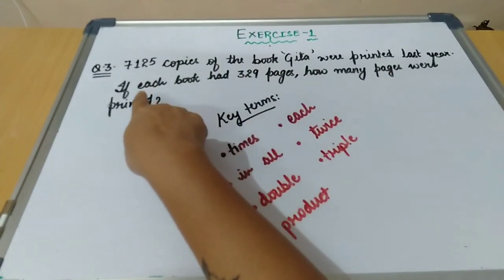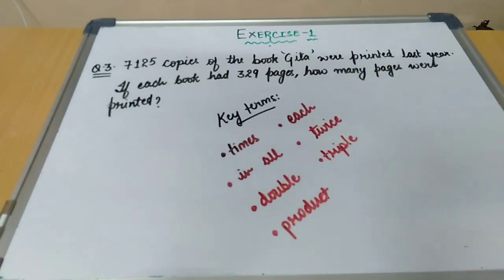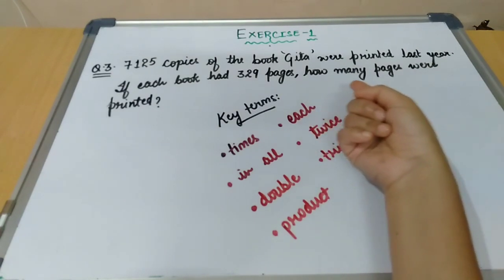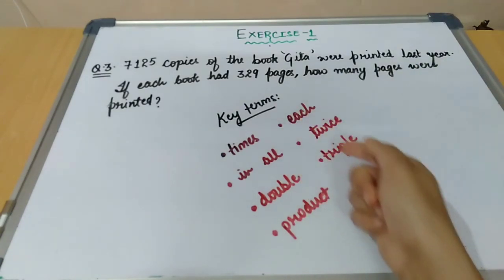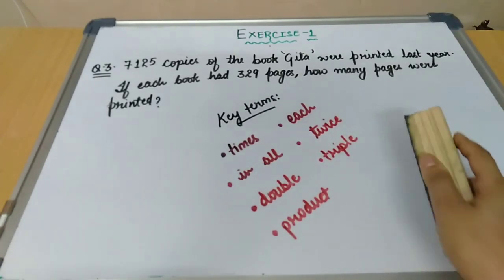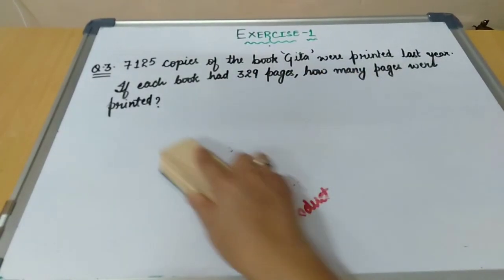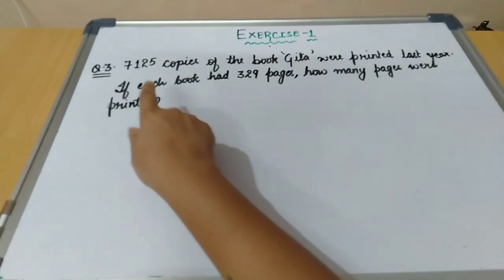See, each is given over here. If each book had 329 pages, and they have told us to find out how many pages were printed. So if this type of term comes, then we can easily identify that we have to find the product. And whenever we have to do multiplication, we always have to find a large number.